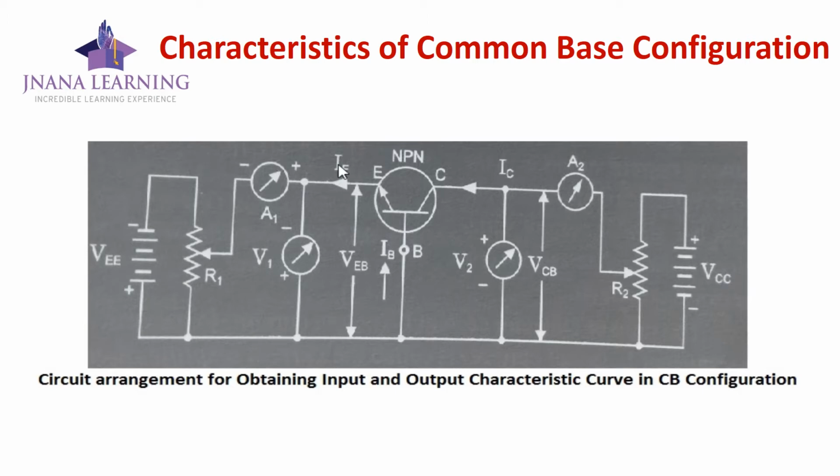The markings IE, IB and IC are the emitter current, base current and collector current. VEB is the emitter base voltage, VCB is the collector base voltage, and VEE and VCC are the bias voltages. Here it is shown for an NPN transistor. So this is the circuit arrangement for obtaining the input and output characteristic curves in common base configuration.